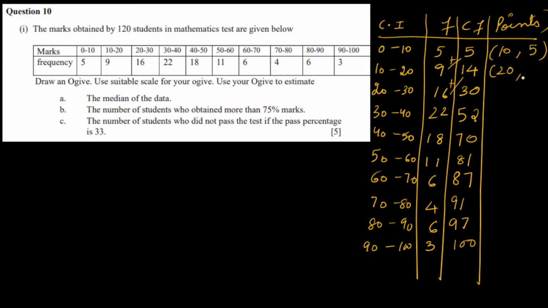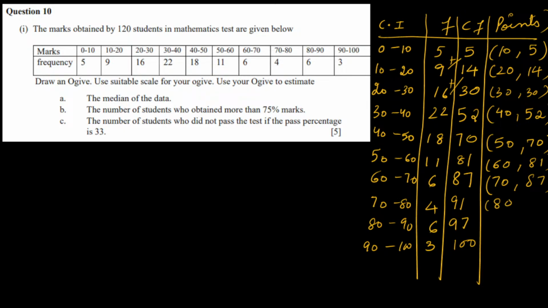So this will be 20, 14, then 30, 30, then 40, 52, then 50, 70, 60, 81, 70, 87, 80, 91, 90, 97, 100, 100. So points also I have written. Now let's plot graph.